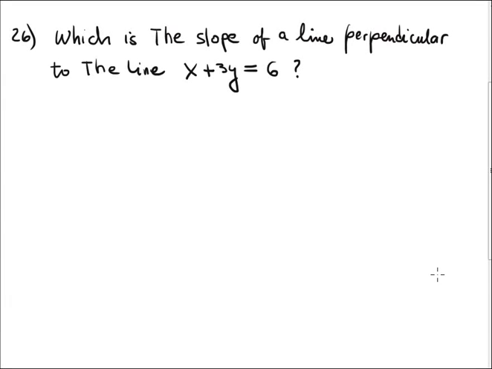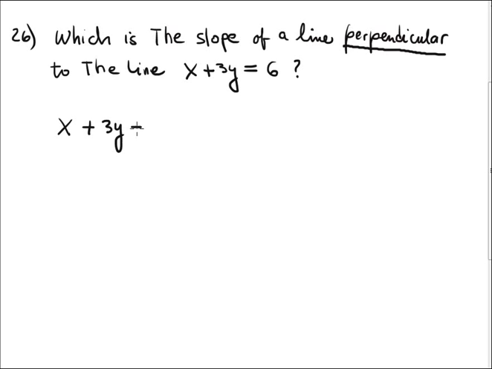Okay, 26 is the slope of the line perpendicular, very important word, to the line this. Okay, let's do it. I take the equation of the line.